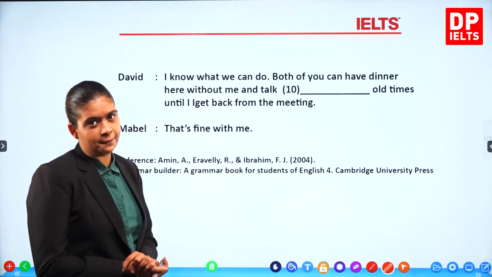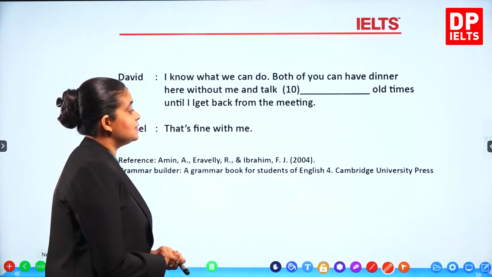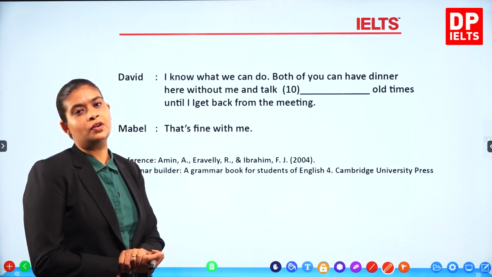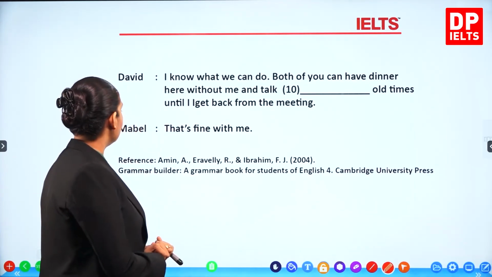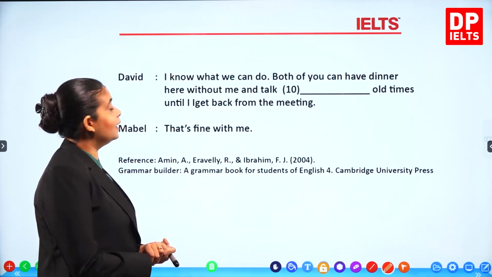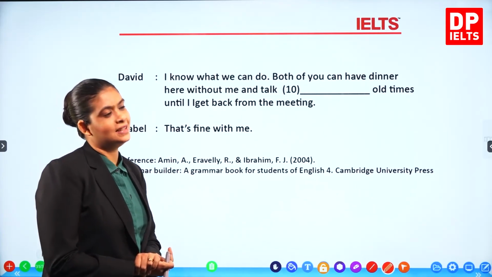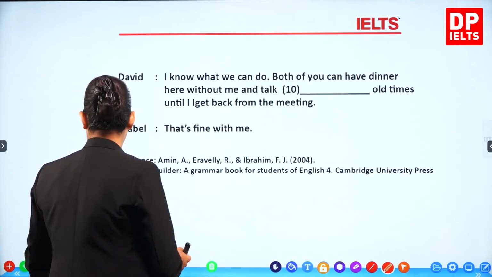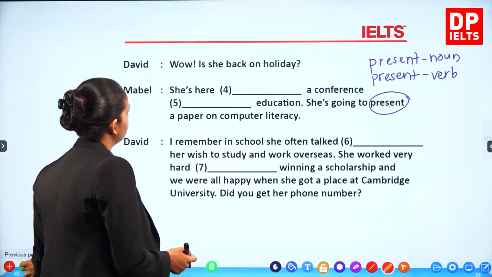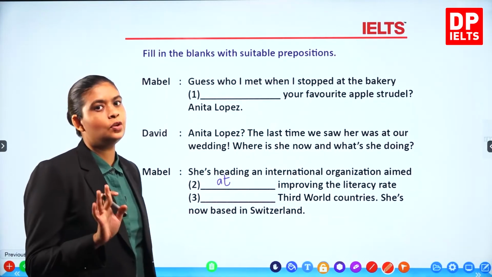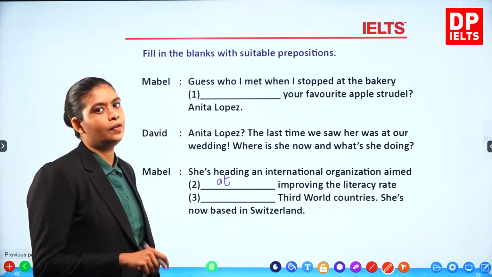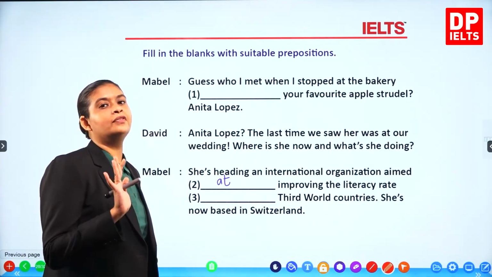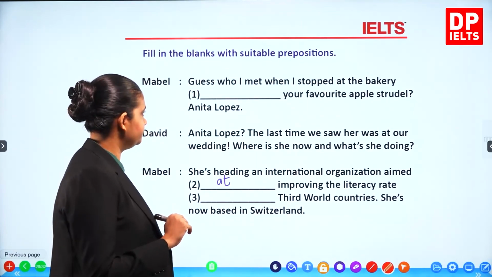That's fine with me. So this is an extract from the book Grammar Builder 4. And I'd like you to jot down the answers. So now let us have a look at the answers together. Now you should have completed the answers. Don't just copy it off me. Make sure that you have completed the answers.